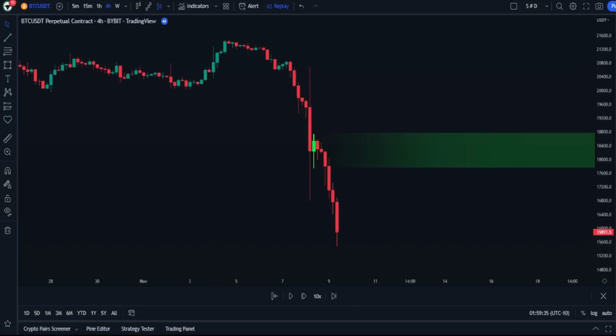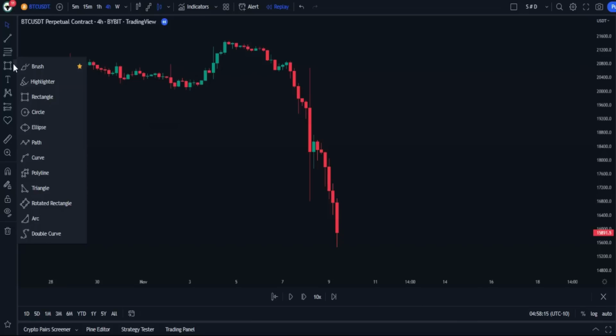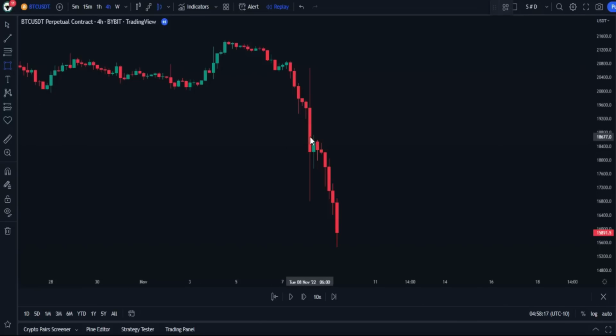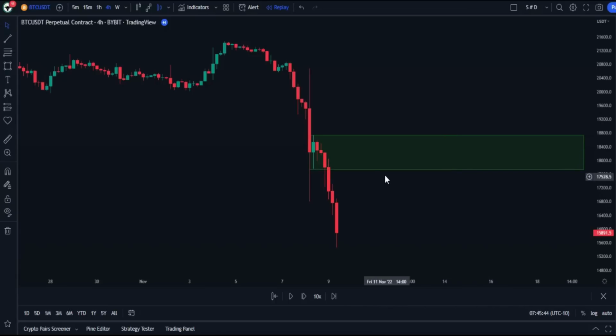And after we find this area, we define it by drawing a rectangle that borders the green candle from top to bottom. We take the rectangle tool from here and we cover the borders of the candle as you can see here. Now that we have defined the entry area, and since the candles are moving below it, this area will be the supply area, and since it is a supply area, this means that we will use it to enter short positions.